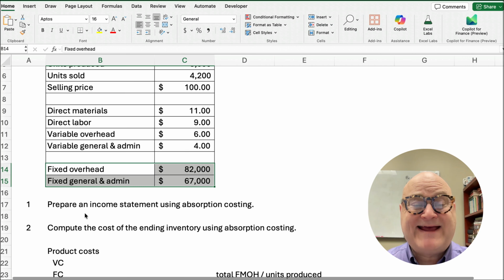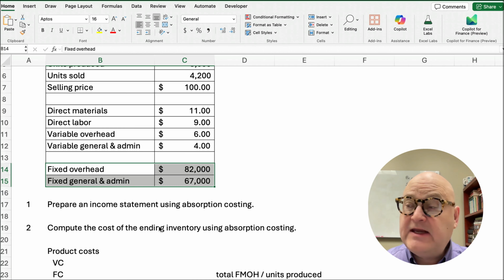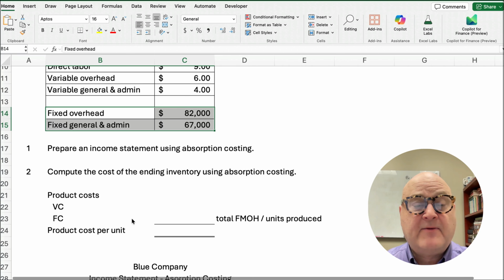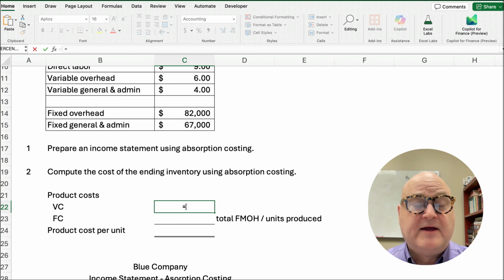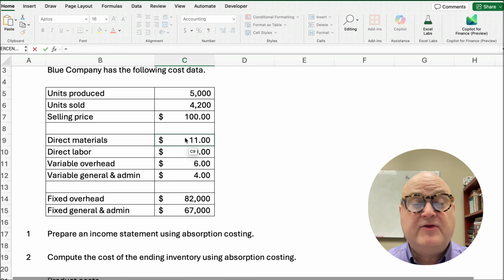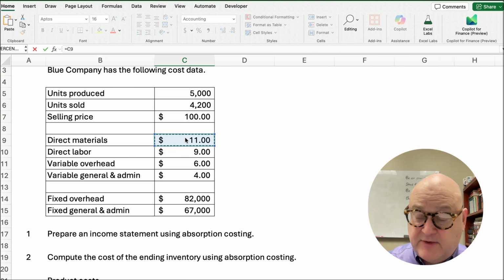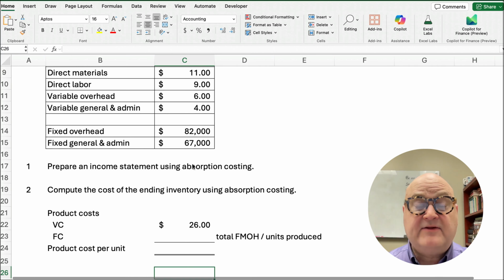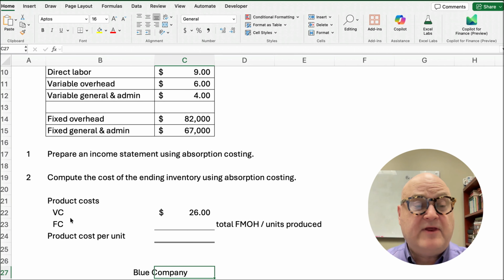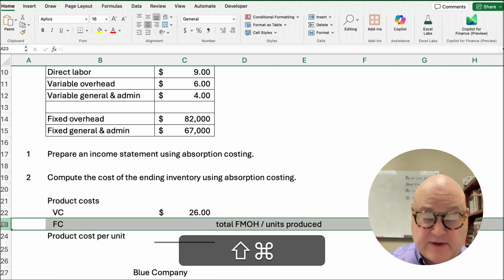So we want to calculate an income statement using absorption costing, and we're going to calculate the cost of ending inventory using absorption costing. Now, before we do the income statement, this is a really helpful step. What can we agree on what our product costs are? Well, our product costs are made up of variable cost, and you could do this individually: direct materials, direct labor, and variable overhead. Here, I'm just adding all three up, but let me add that so it's super clear to you.